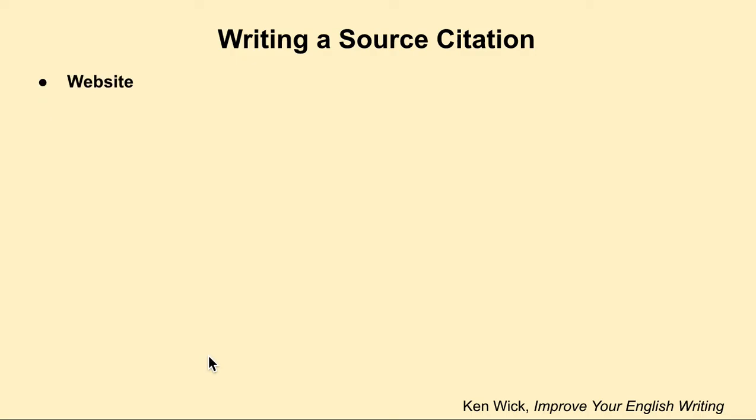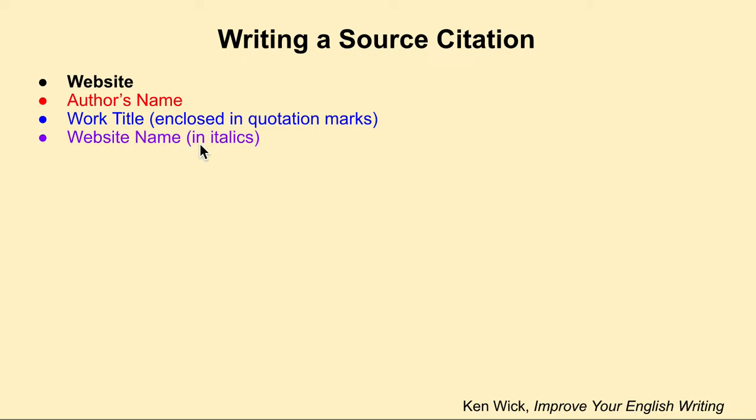Good, I did not. So, website. Here's the various information for a website. Remember, it's all color coded: author's name, work title, and website name, which you put in italics. If you go back to that rule, one of the things you put in italics is a website name. Oh, and I forgot to say the work title.